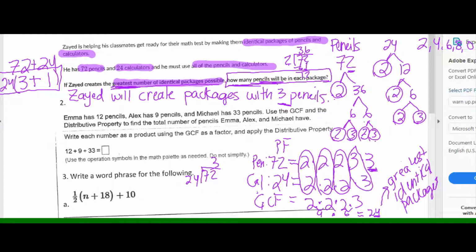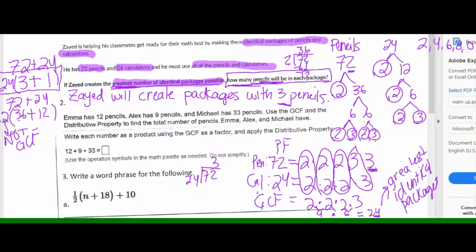Now let's say you factored out a 2. If I said rewrite using the greatest common factor in the distributive property, and you factor out a 2, this is wrong. Even if you put 36 here and 12 here, 2 times 36 is 72, and 2 times 12 is 24, but 2 is not the greatest common factor.